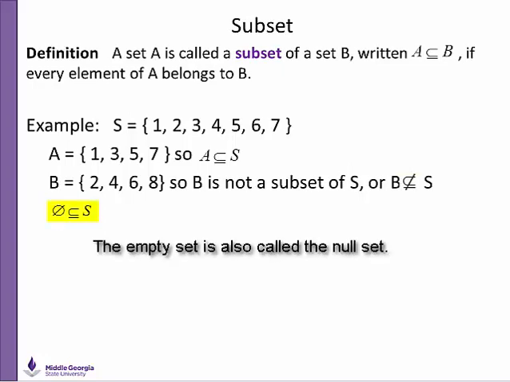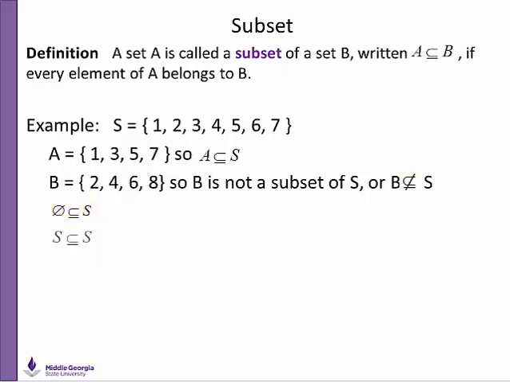The null set is a subset of S. In fact, the null set is a subset of every set because everything in the null set, or the empty set, is nothing, so trivially it is in S. The set S is also a subset of itself because everything in S is also in S.